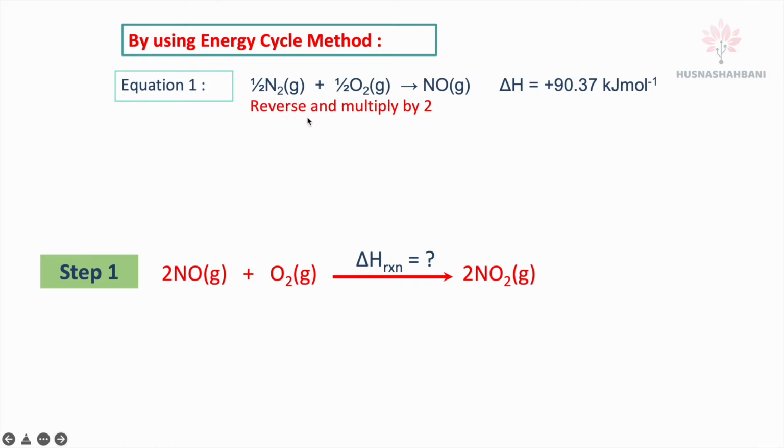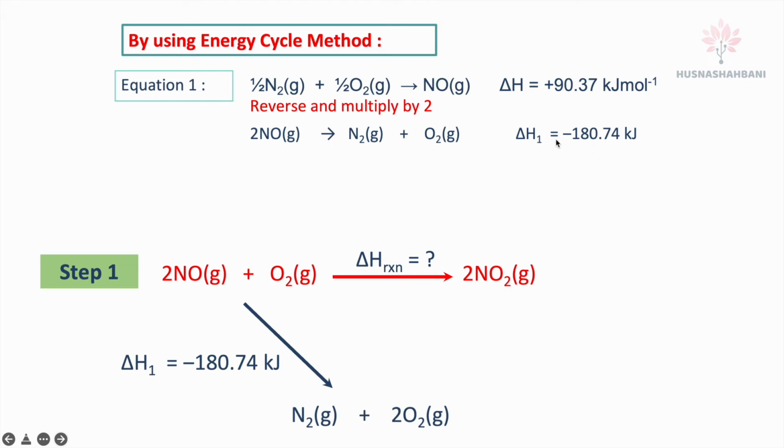Again, we have to reverse and multiply by 2 like I've said before, because your NO must be at the reactant. Here, NO must be at the reactant, so you have to reverse and multiply by 2 because you need 2 moles of NO, while in the equation given, there is only 1. So when you reverse, you'll get 2NO as the reactant, and the products are N2 and O2. Delta H1 equals negative 180.74 kilojoule.